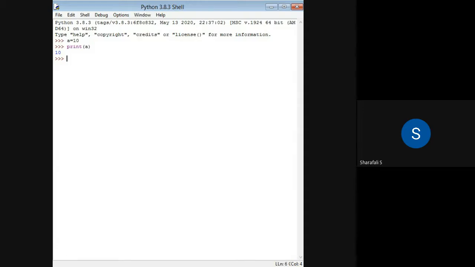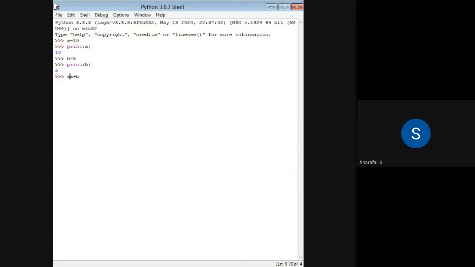Now, if you consider another variable b equal to, let's say, some other value 5. So if you want to get what that value is, what is b now? It is 5. Now, if you do a plus b, this is the arithmetic operation for adding two numbers.